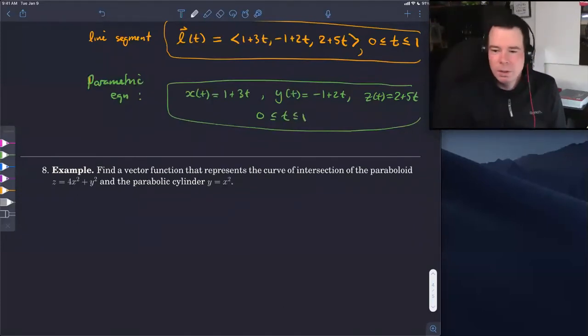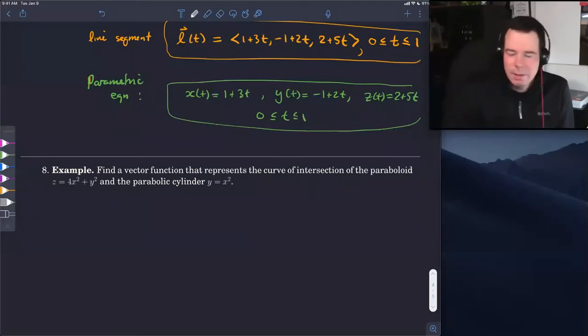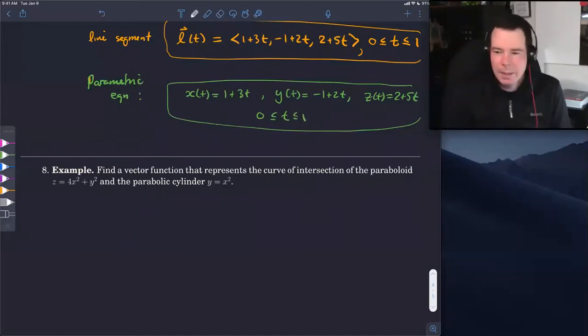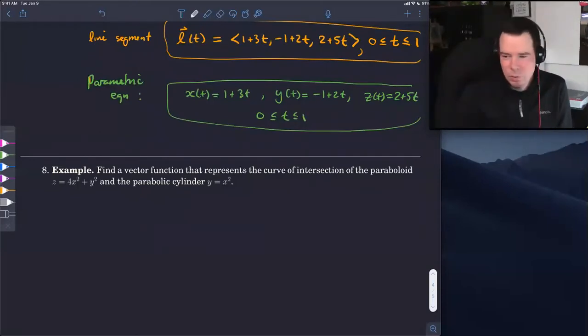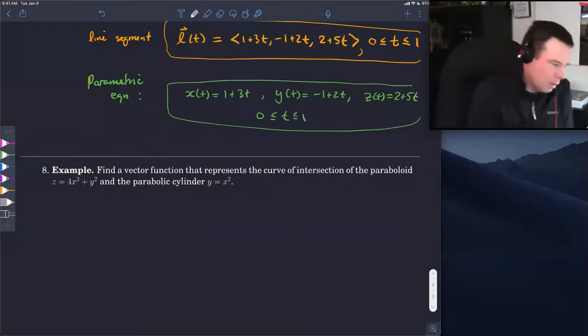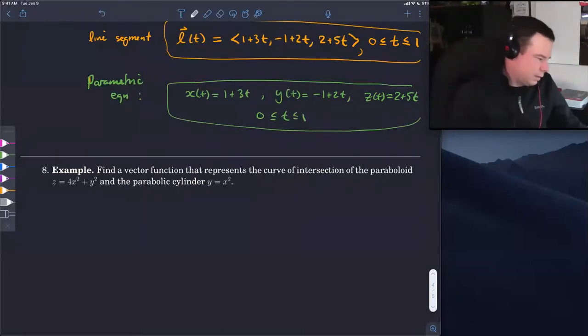We haven't really talked about these terms paraboloid and parabolic cylinder. The idea is the set of all points of these equations define some surface in space, and the surface just has these names. One of them is called a paraboloid, the other is a parabolic cylinder. We will come back to 12.6 where we talk about this terminology, but we don't need to know that in order to answer this question. It just wants to know, what is the set of all points that satisfies the first equation, z equals 4x squared plus y squared, and also satisfies the second equation, y is equal to x squared? So what is the set of all points that satisfies both of these equations?